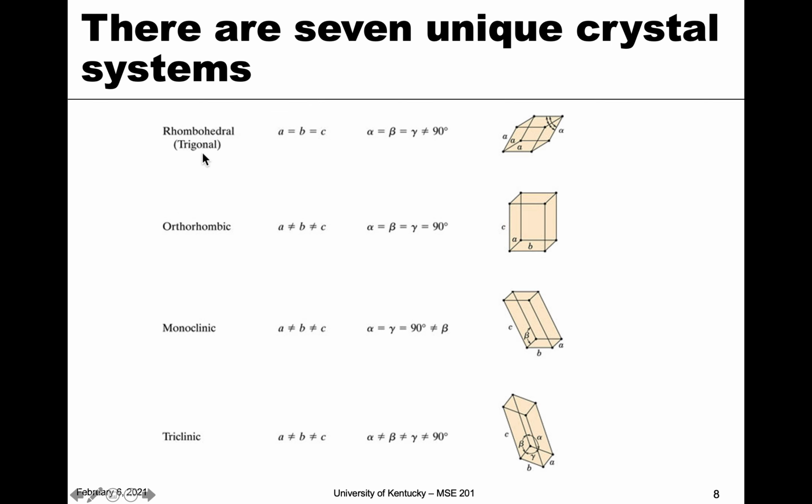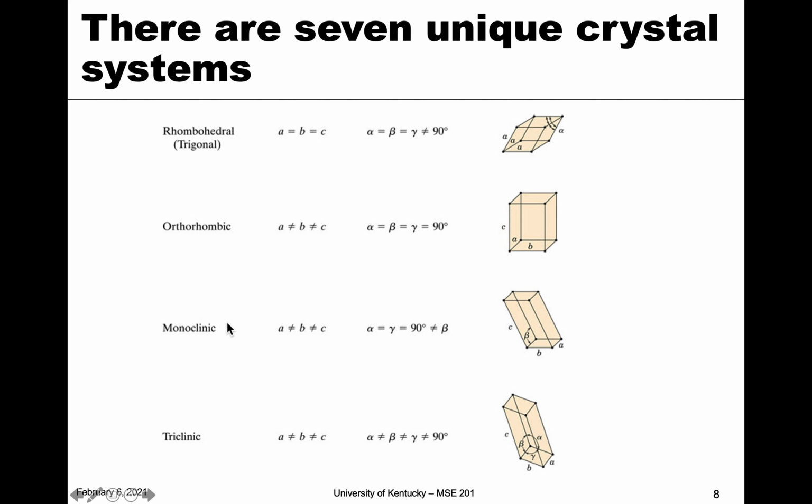We also have rhombohedral / trigonal. And this is where all of the lengths are the same. So A, B, and C, so we only have A. But one of the angles is not 90. Or sorry, all of the angles are equal, but they're not equal to 90. I apologize for that. And then we have orthorhombic, where all the lengths are different, but all the angles are 90.